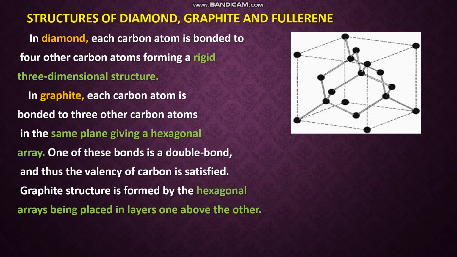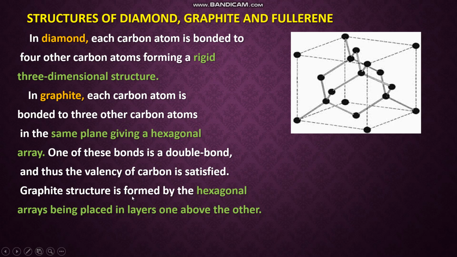In graphite, each carbon atom is bonded to 3 other carbon atoms in the same plane, giving a hexagonal array. So, here one carbon is bonded to 3 other carbon atoms. Already you know the valency of carbon is 4. But here one carbon is bonded to only 3 other carbon atoms. But among these, one bond is a double bond. So, one carbon bonded to 3 carbon atoms, 2 are single bonds and 1 is a double bond. So, totally 4 bonds, and the valency of carbon is satisfied.